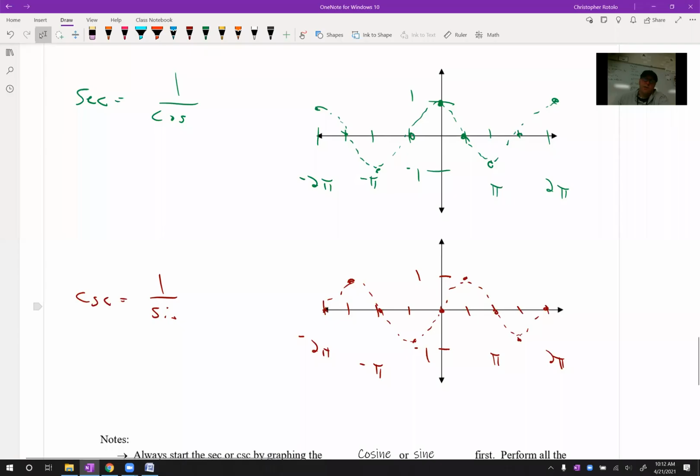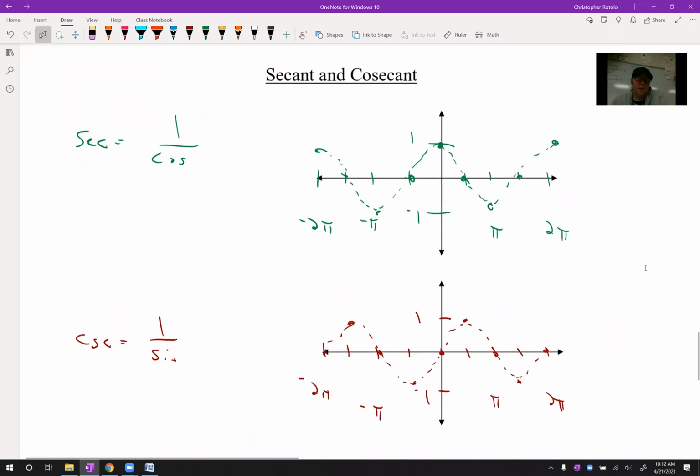All right, PreCalc, here we are. We're going to graph secant and cosecant. So the first thing I did is you want to recall that secant becomes 1 over cosine. So to get ready for this video for you, I went ahead and graphed cosine.